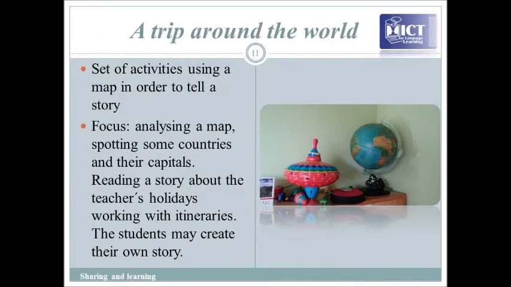A trip around the world. Activity of 3 tasks in which the students have the opportunity to study or revise, depending on the level, some countries and their capitals using a political map. In order to do that, along the process, they must place on the map the name of the countries given and identify their capitals. Then they should use the vocabulary learned to read a text about the teacher's plans for his or her holidays and correct some mistakes about the countries and their nationalities.